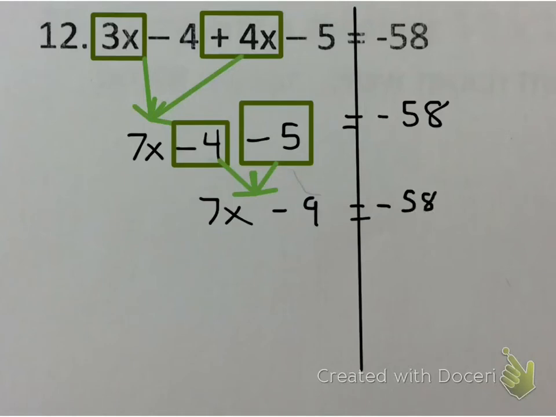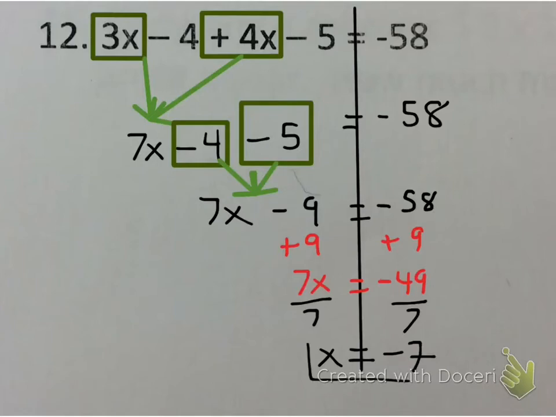So now, let's start bringing stuff over. Now that we have terms solved for, plus 9 equals 7x. That's negative 49. So now I divide by 7. x equals negative 7.